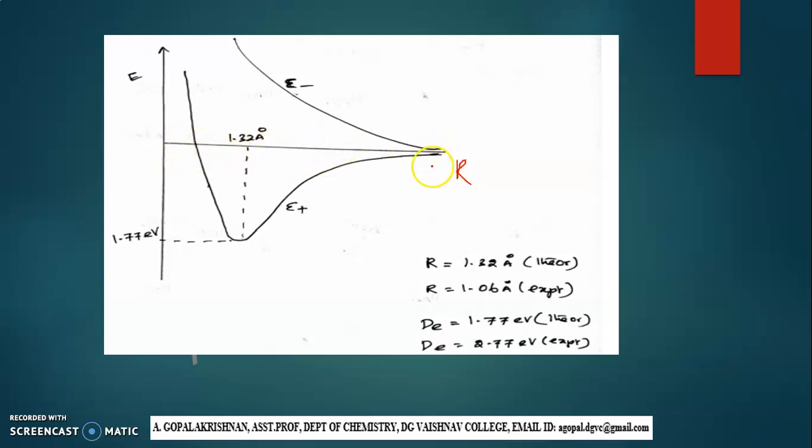Now as R decreases, the energy of the E plus state starts to decrease and reaches a minimum. Then the further decrease in internuclear distance increases the energy of the system. So the energy increases and goes like that. If you take E minus state, the energy is positive already. As R decreases, the energy keeps on increasing and it goes like this.